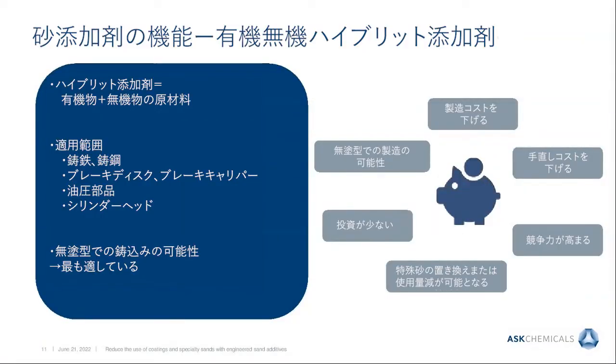Hybrid additives, as a mixture of organic and inorganic raw materials, combine the positive aspects of both additive types. With these, you usually have a high potential to save process cost. You have the opportunity for coating-free production. You can reduce investments. There is a possibility to replace or reduce special sand, and you have less fettling costs and are even more competitive against the other additives.